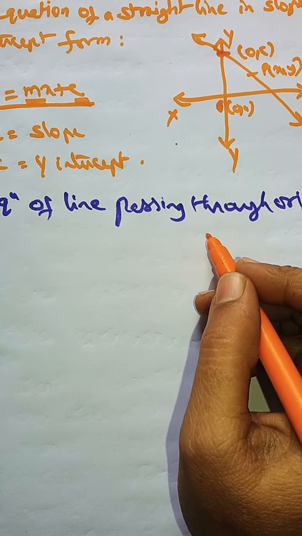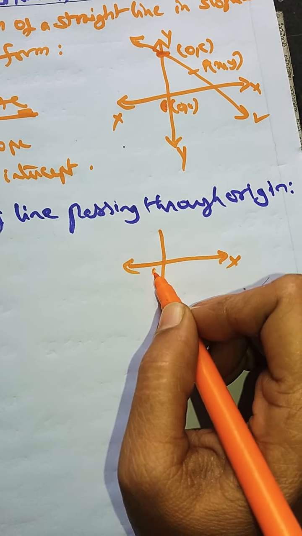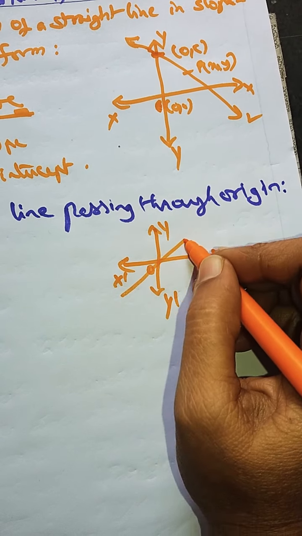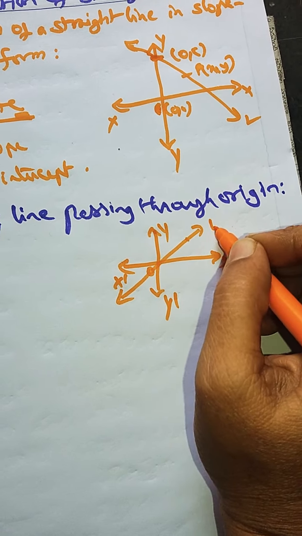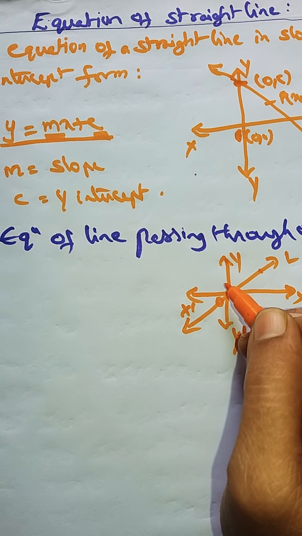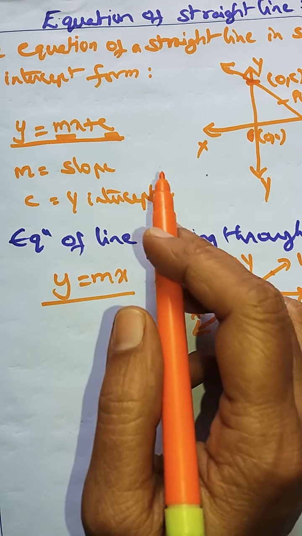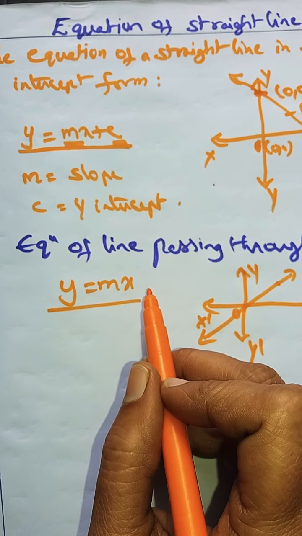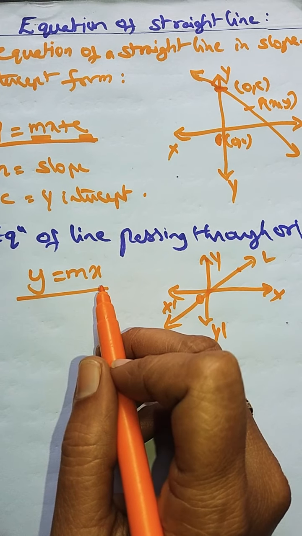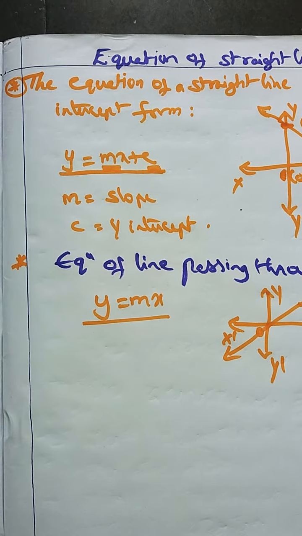Now the equation of the line passing through the origin. As it is x-axis, XOX', YOY', I will draw a line which passes through the origin. So this line L passes through the origin. So there is no y-intercept, and this line is in the form y equals mx. There is no c. As c is 0, y equals mx. So the equation of the line passing through the origin is in the form y equals mx. It is the second form of the line.